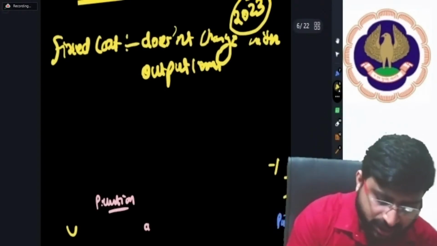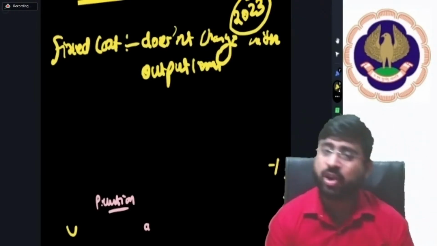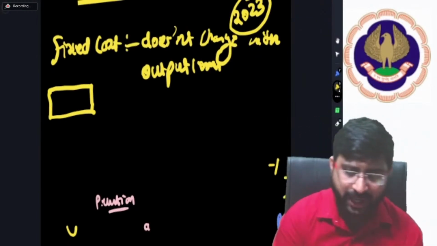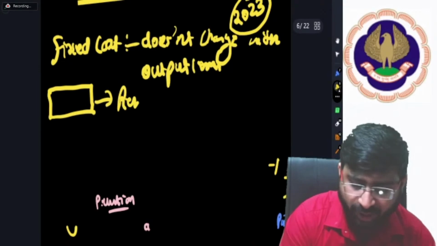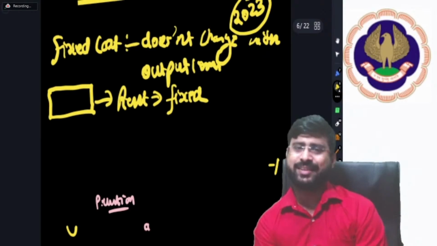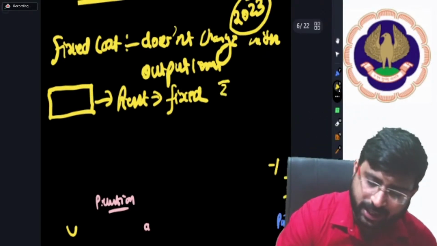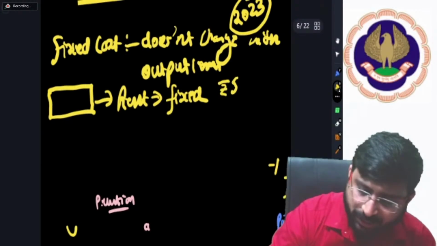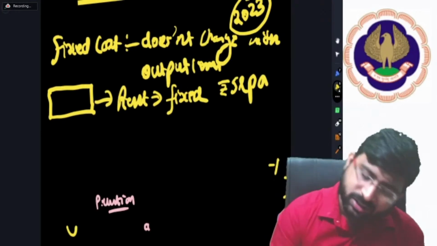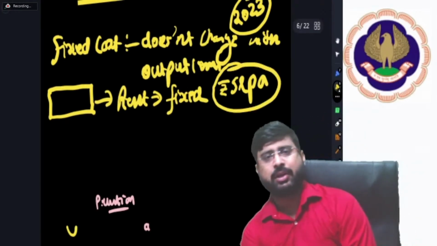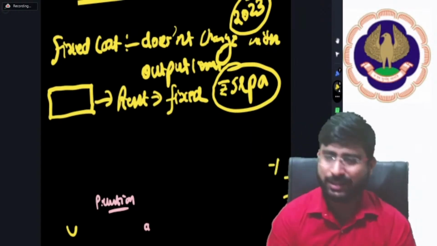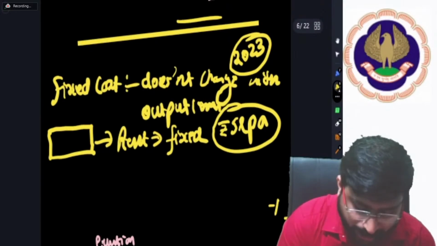So in your factory, the rent is fixed. Suppose the rent is fixed at, let's say, 5 lakh rupees. Now, if you are keeping the factory empty, you are not doing anything, then also you will have to pay 5 lakh per annum. If you are doing a lot of things, then also you have to pay 5 lakh per annum.